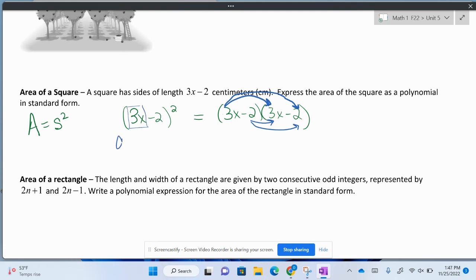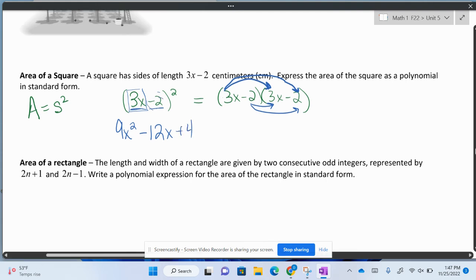3x, the quantity squared, is 9x squared. Take the two terms and multiply them together. 3x times 2 is 6x, times 2 more, because it's 2ab, is 12x, and it's going to be negative 12x. Take your last term and square it, plus 4.